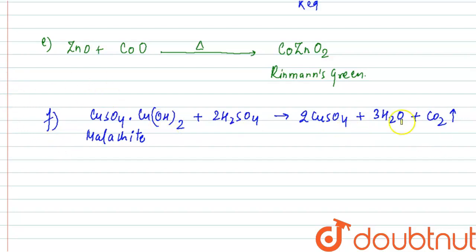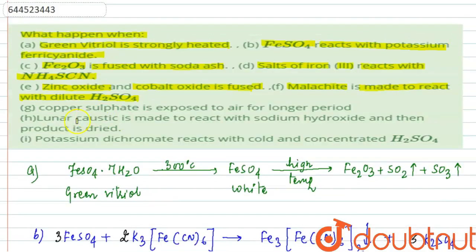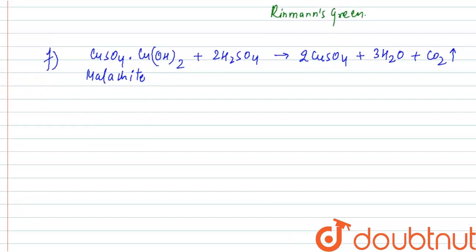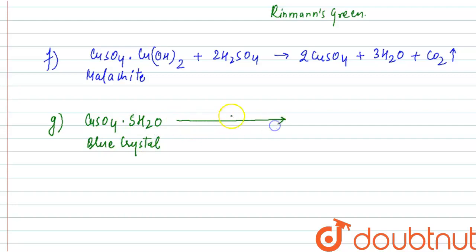Similarly, now moving on to the next one in the list. We have copper sulphate exposed to air for a longer period. So let us take copper sulphate and expose it for a longer period. We have CuSO4.5H2O. This is a blue crystal of copper sulphate. When it is exposed to air for a longer duration of time, the water of crystallization decreases from 5H2O per molecule to 3H2O per molecule. So this is what happens.